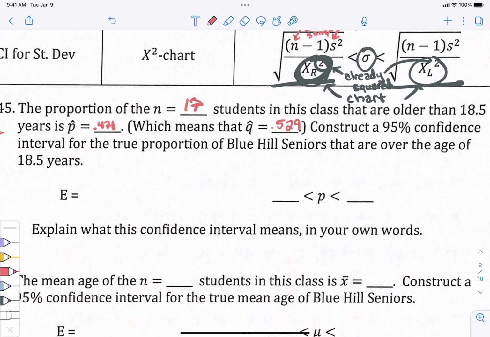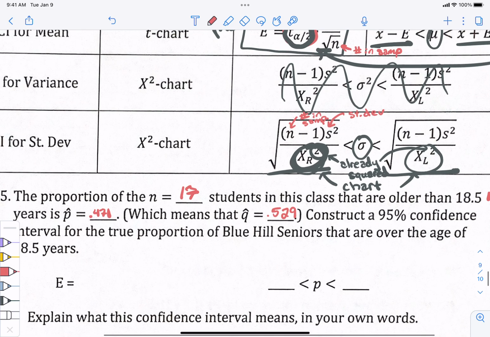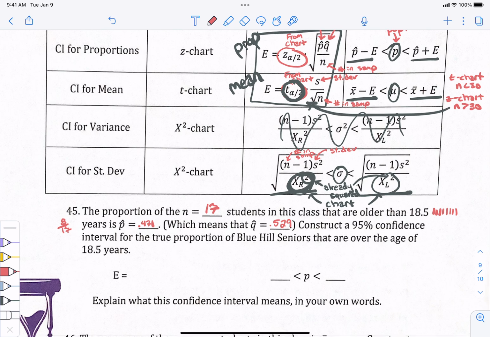Because it might not be that. It's probably going to be a range, somewhere maybe between 40% and 50%. I don't know. But we got to find that range. So we do error. The formula for error is Z, and we want to do Z at 95%.